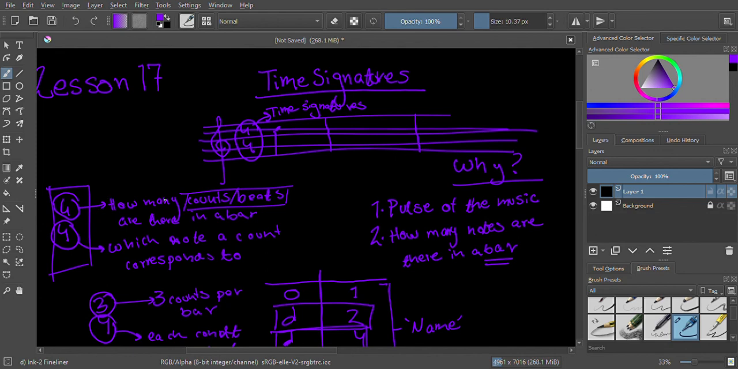If there are 4, that means that I should count the music like 1, 2, 3, 4, 1, 2, 3, 4. That's the pulse of the music. If it's a 3, that means the pulse of the music is 1, 2, 3, 1, 2, 3, 1, 2, 3, and so on and so forth. So that's what this number is telling us, how many counts there are per bar. But unfortunately, we can't write music in terms of counts.